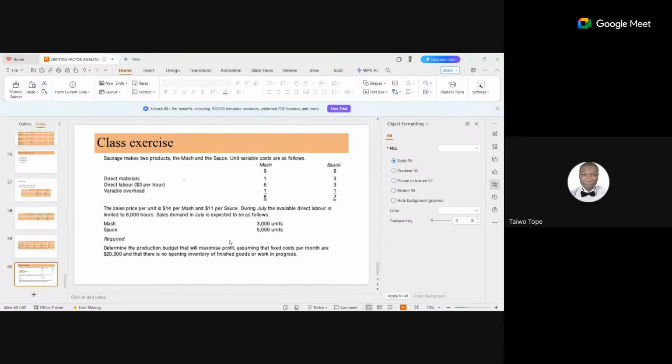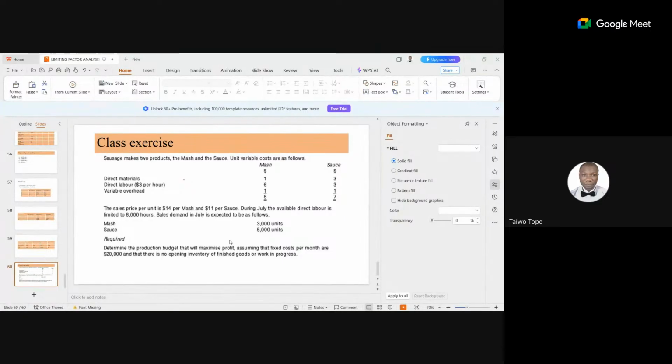So the next thing is for you to determine your contribution. I'm supposed to allow you to go and solve it, but let me just give some little hints. Then when you go back and solve, you should be able to give me the right answers. The contribution will now be the sales price less variable costs. From the question, the sales price for mash is what? 14. For sauce is what? 11. The variable costs include what? The variable costs is clearly given: direct material, direct labor, variable overhead. 8 for mash, 7 for sauce. So 14 minus 8, you should have 6 for mash. Sauce, 11 minus 7, you should have 4.